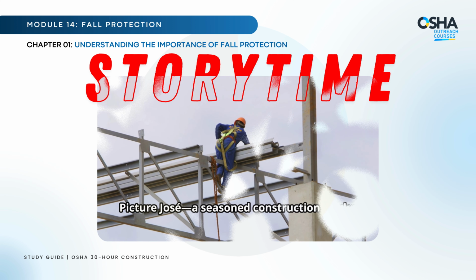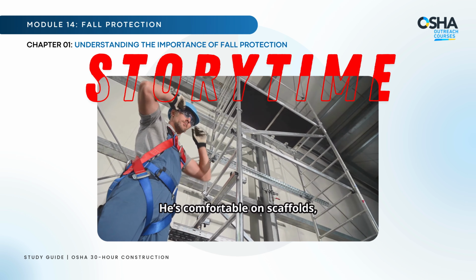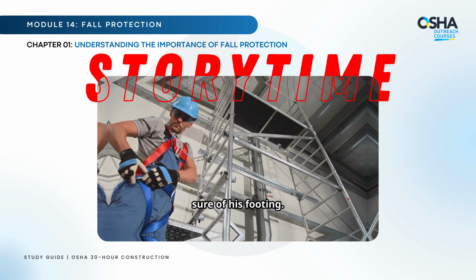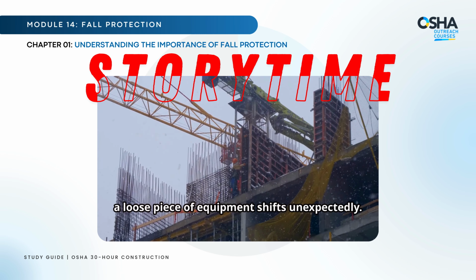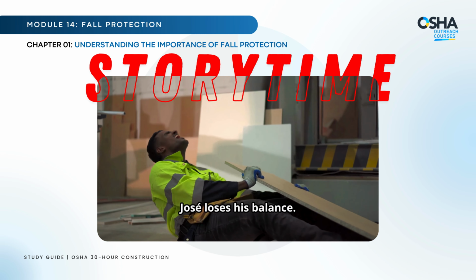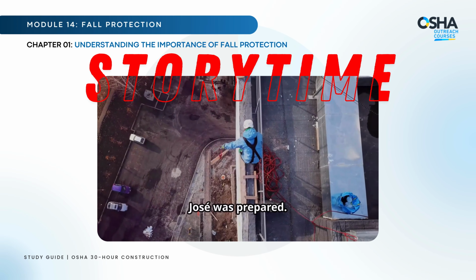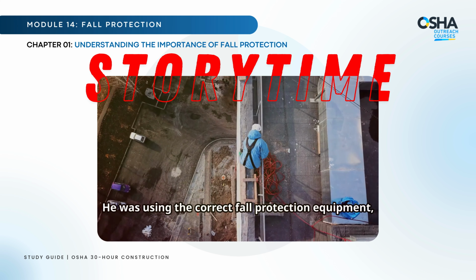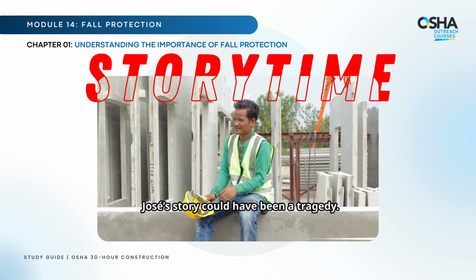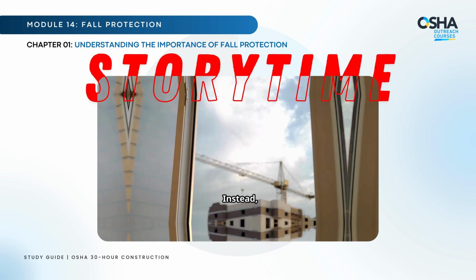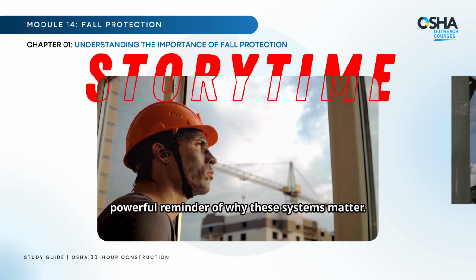Picture Jose, a seasoned construction worker, someone who's been in the industry for years. He's comfortable on scaffolds, sure of his footing, but one day, while 4 stories up, a loose piece of equipment shifts unexpectedly. In that instant, Jose loses his balance. Everything goes silent for a split second. Thankfully, Jose was prepared. He was using the correct fall protection equipment, which caught him just as he teetered on the edge. Jose's story could have been a tragedy. Instead, he walked away with a bruised ego and a powerful reminder of why these systems matter.